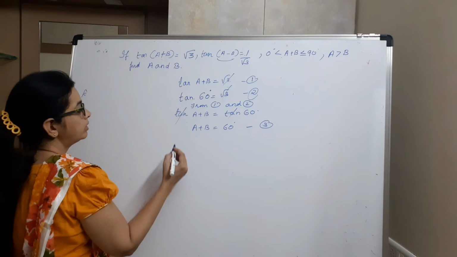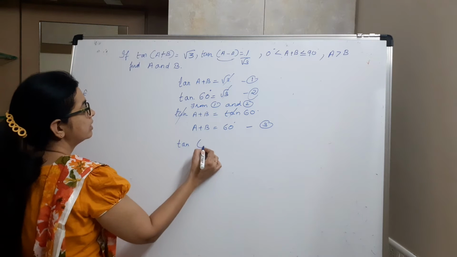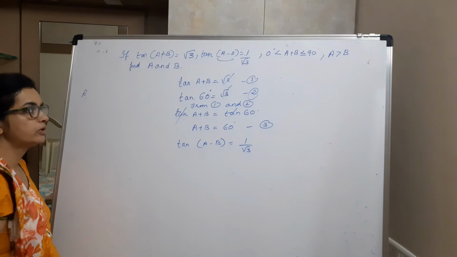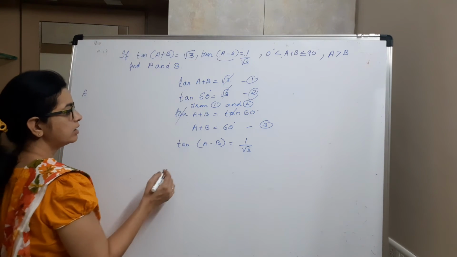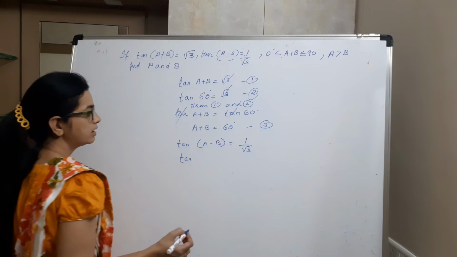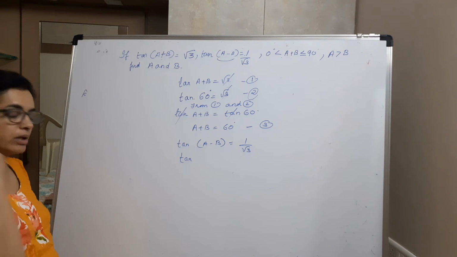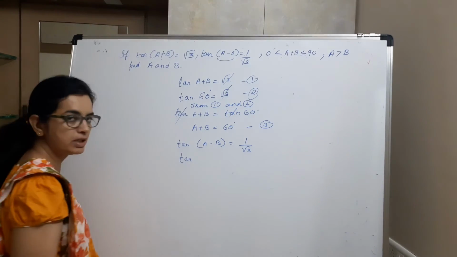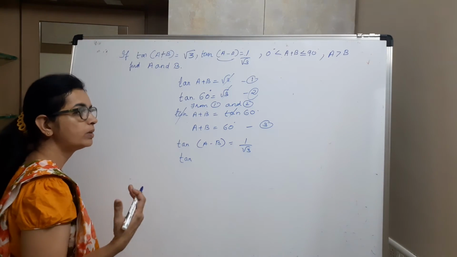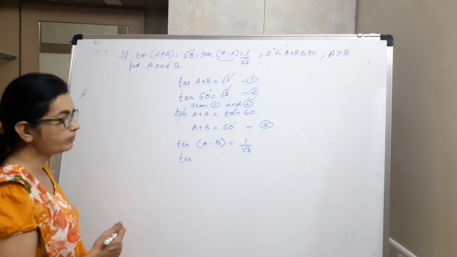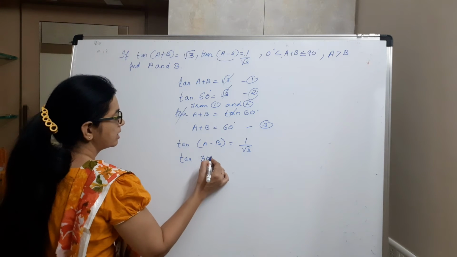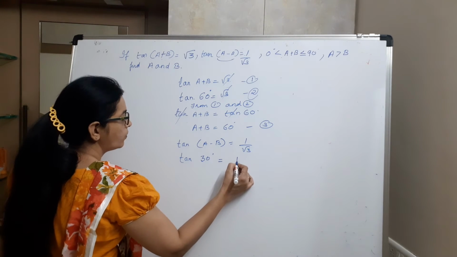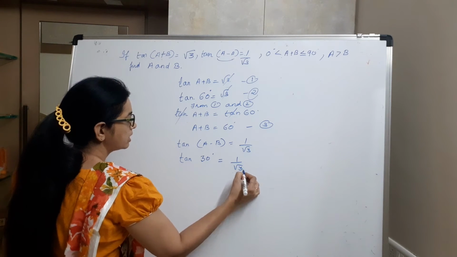Now move to the question. There is one more piece of information given: tan(a - b) is equal to 1 upon root 3. Using this information, we are going to find for which value you get the trigonometric ratio 1 upon root 3. So, what will be the measurement of a - b? If tan theta is equal to 1 upon root 3, then what is theta? Yes, theta will be 30 degree. So, tan 30 degree is equal to 1 upon root 3.